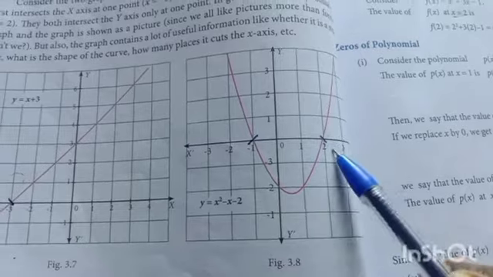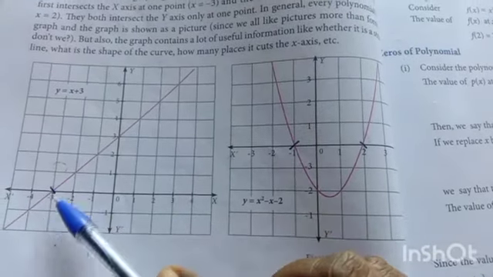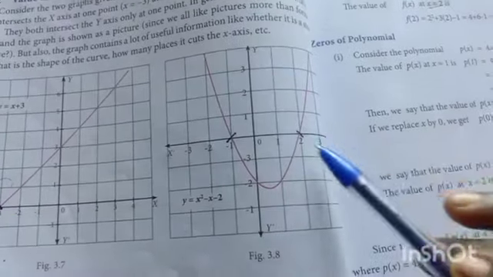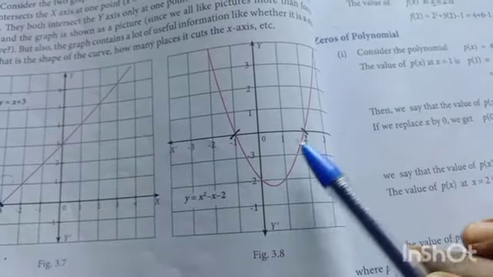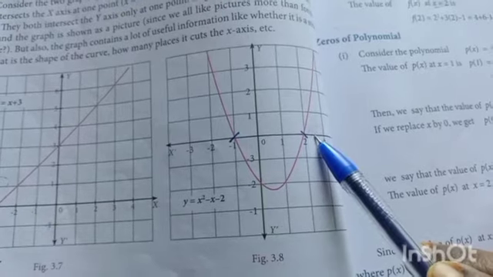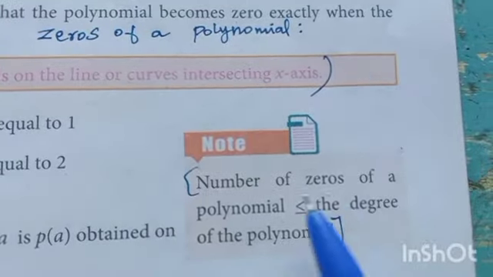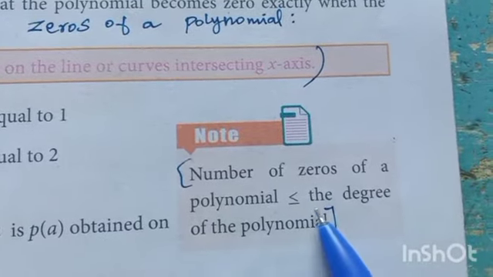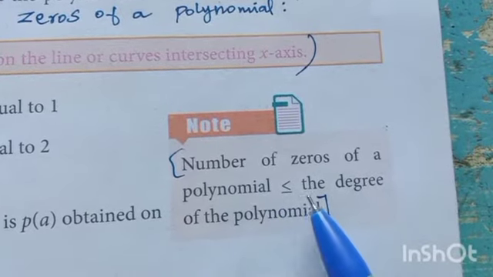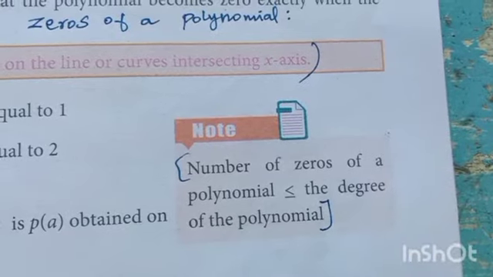Have you understood, students? For this graph, the number of zeros is 1 because the line intersects the x-axis at 1 point. This curve intersects the x-axis at 2 distinct points, that is 1, 2. So the number of zeros is equal to 2. Next, an important note: the number of zeros of a polynomial is less than or equal to the degree of the polynomial.